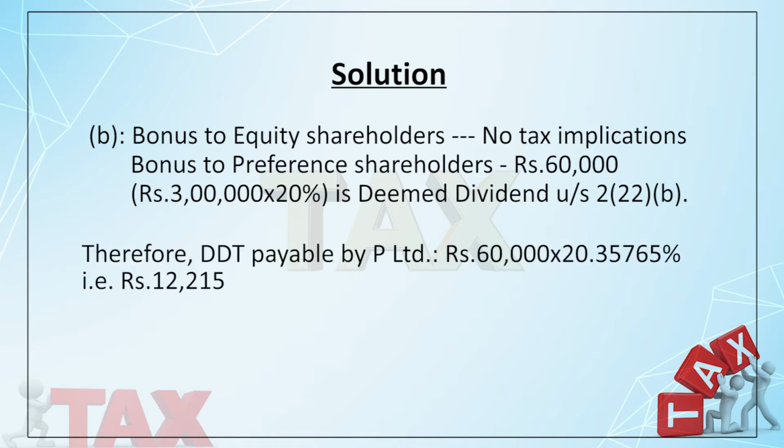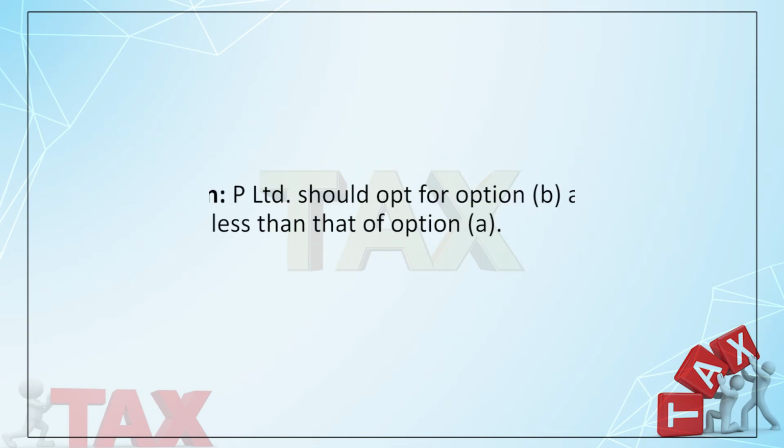And since it is a deemed dividend under section 222B, the company has to pay the dividend distribution tax. So it comes to 60,000 into 20.35765% or 12,215. So here the outflow of the company is simply 12,215. So definitely you can understand that the company should go for bonus issue, because they have to dish out a much lower amount of money. Earlier, the figure was 7,51,032. So now it is 12,215.